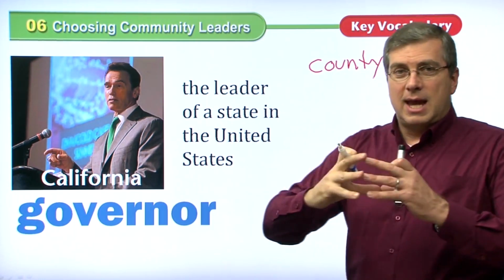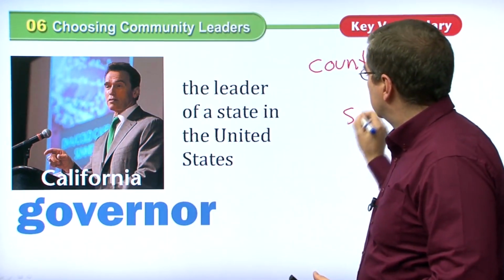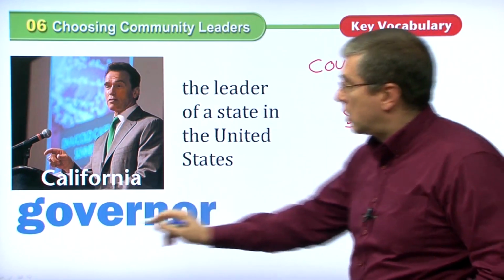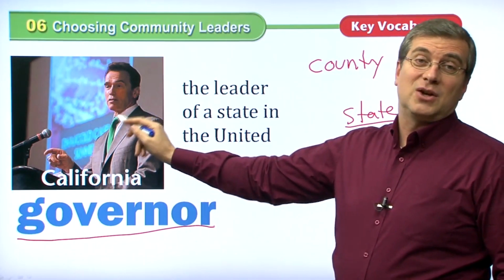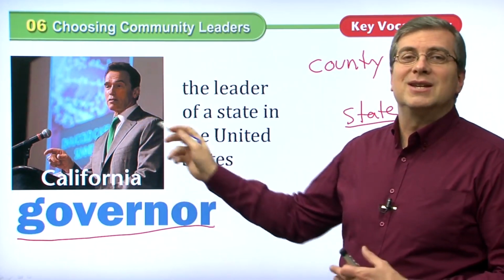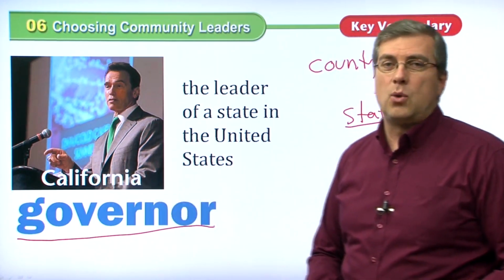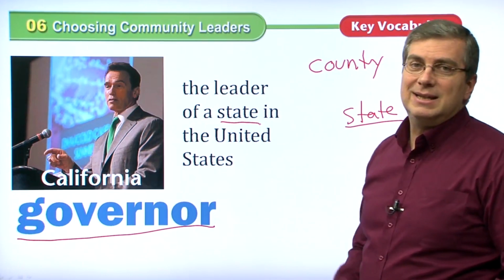County. Then you have many counties, and that makes up a state. Now, the leader of a state is called the governor. And you know him, right? He's also a famous movie actor. But it's interesting that he also became the governor of the state of California. The governor is the leader of a state in the United States.